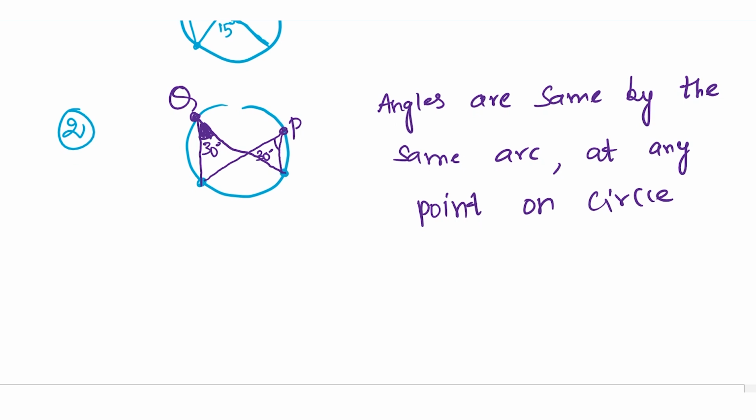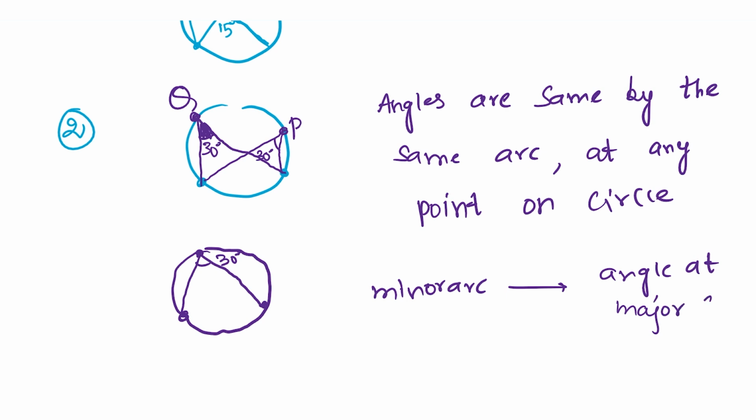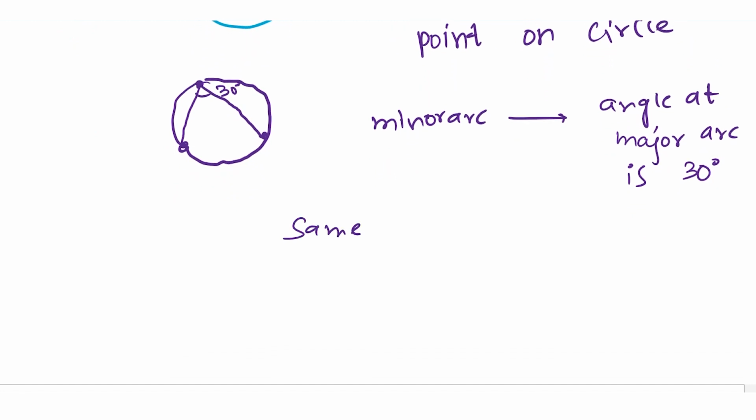But you have to be careful. When the same arc is subtending an angle of 30 degrees here, that is 30 degrees on the major arc. For the minor arc, the angle at the major arc is 30 degrees. But for the same arc on the major arc, this is the angle. How much will that be?